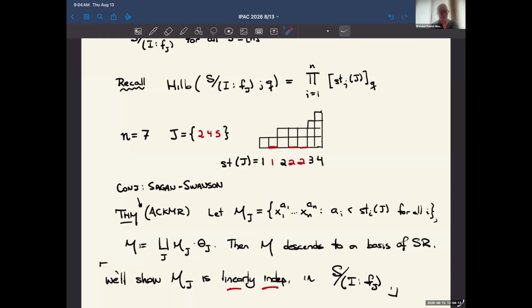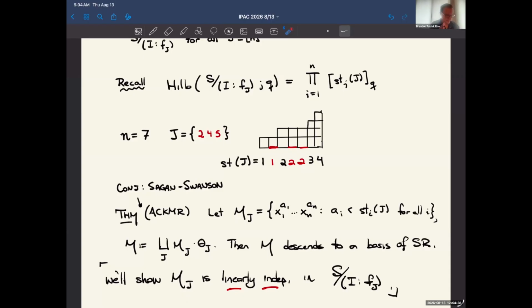And we're going to do this with the basis transfer principle. So we're going to show that these M_J descend to bases of these colon ideals, but we already know the Hilbert series of these colon ideals. And by construction, the degree generating function here matches the Hilbert series. So we just have to show linear independence or spanning. And as it turns out, we're going to show linear independence.